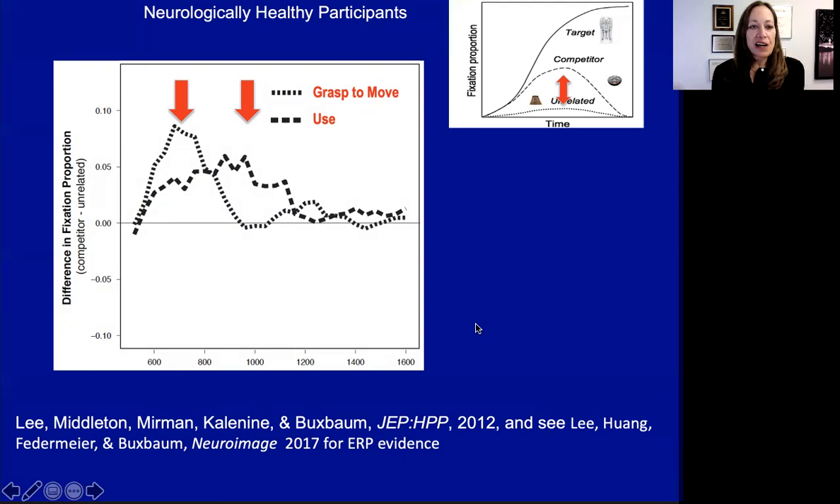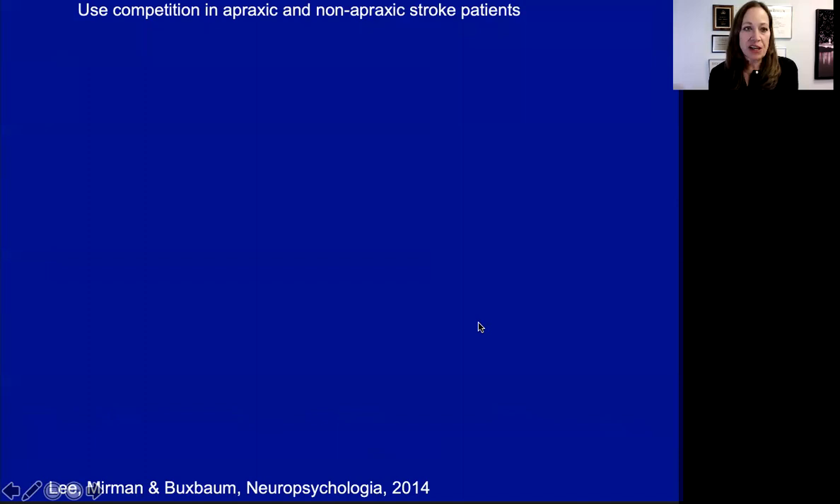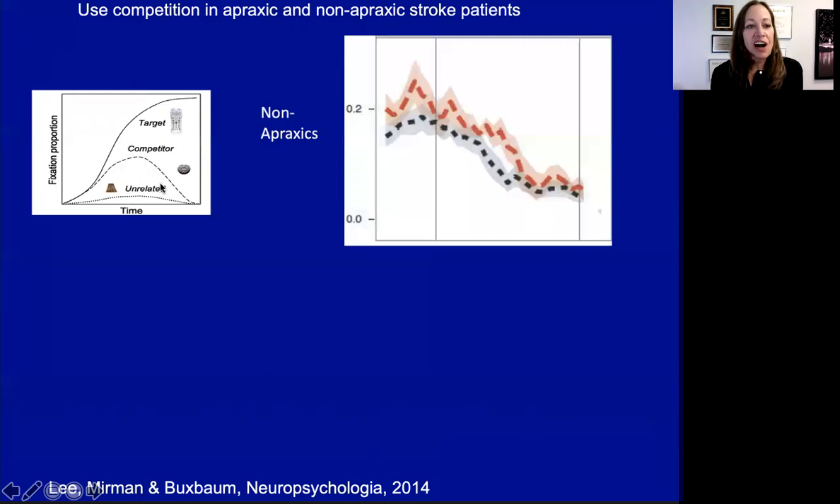And so in our next study, we looked at use competition in apraxic and non-apraxic stroke patients. And our prediction was that apraxic patients in particular should show abnormalities in their looks to these use competitors, and perhaps even slowing of the activation of those use competitors. So here what I've graphed is both the competitor object looks in red versus the unrelated objects in gray. And in this graph, what we're interested in is the peak of difference between looks to those, and we can see that it happens about here. Sorry, I don't have a time stamp on the x-axis here.